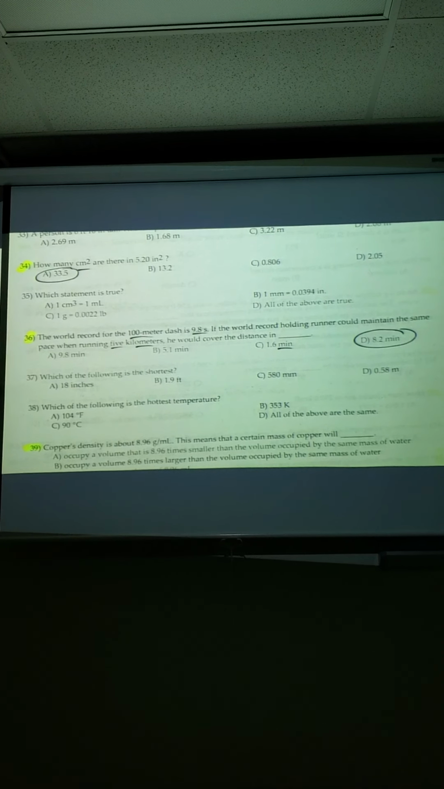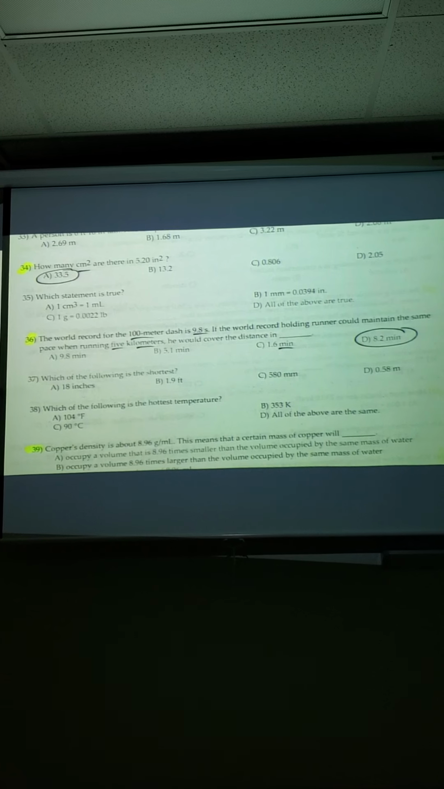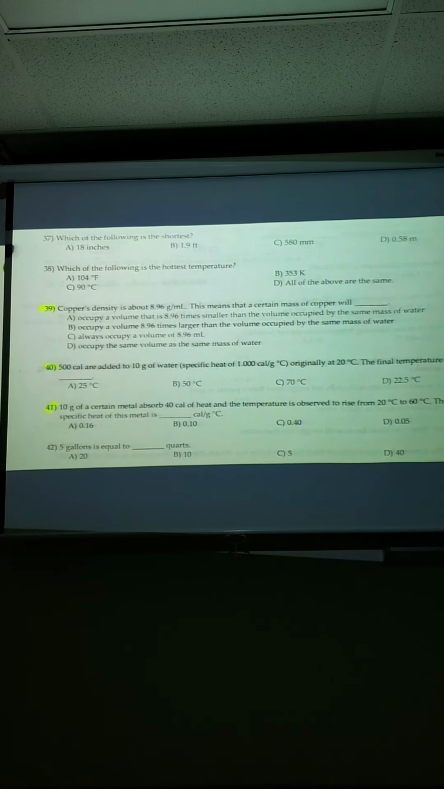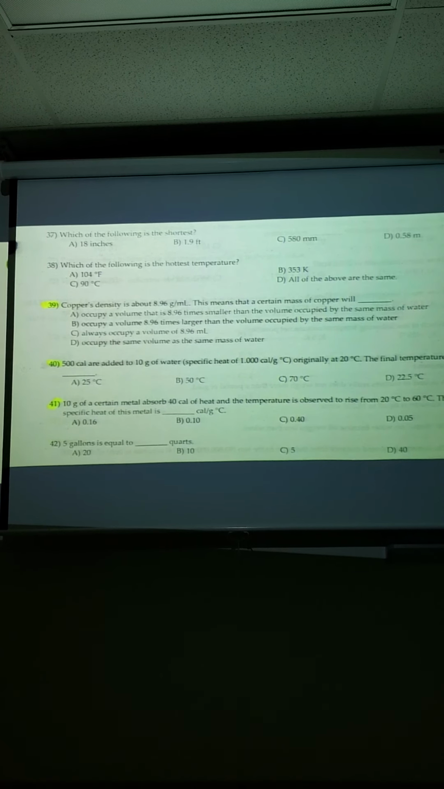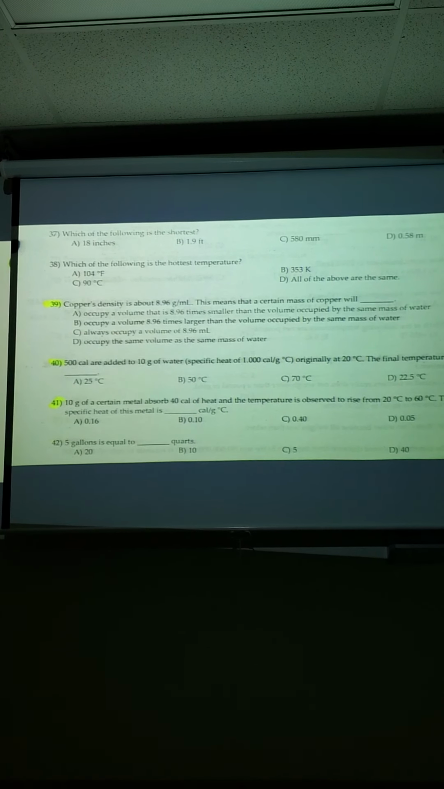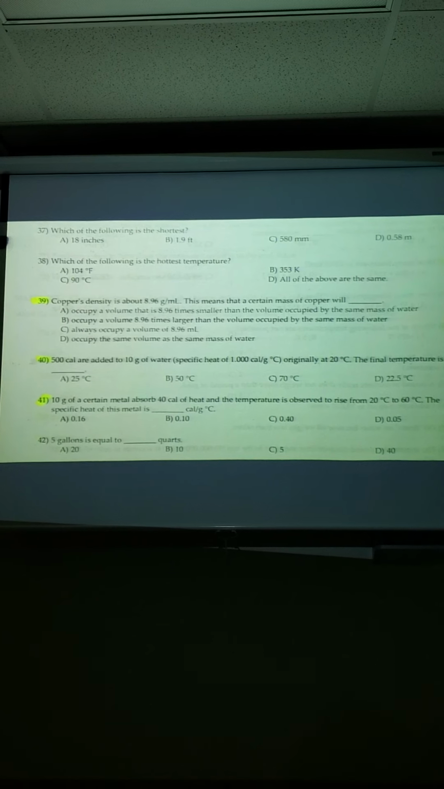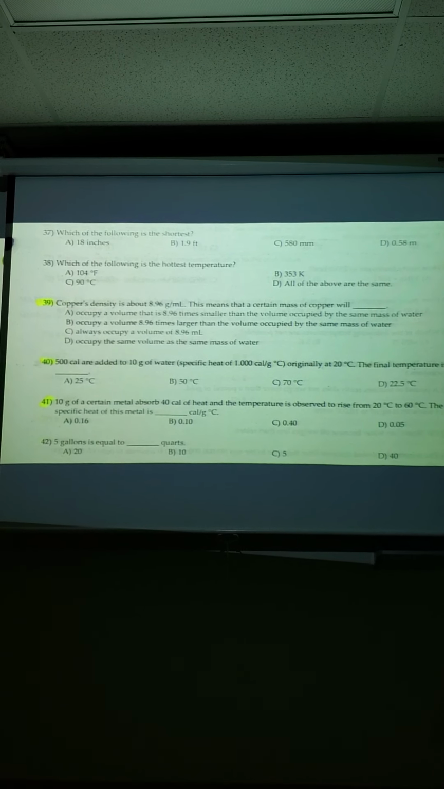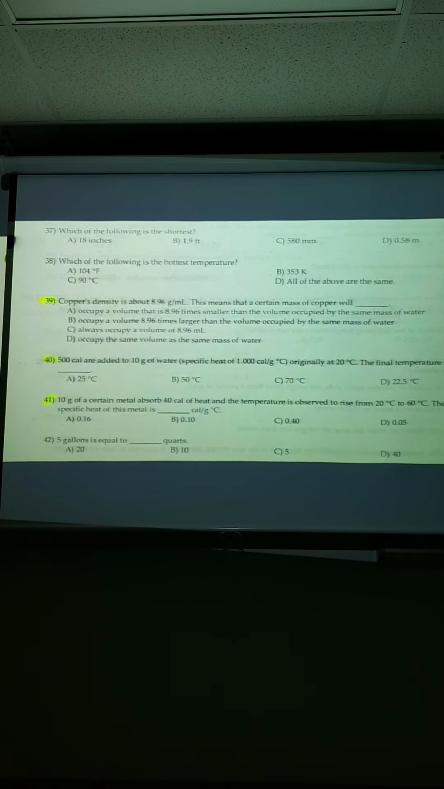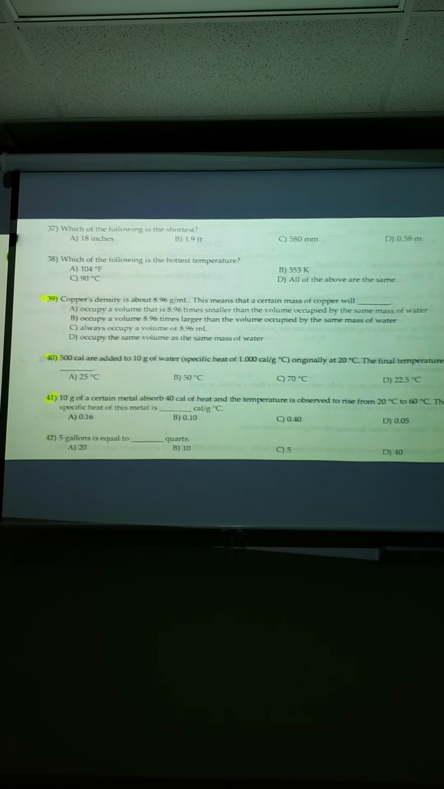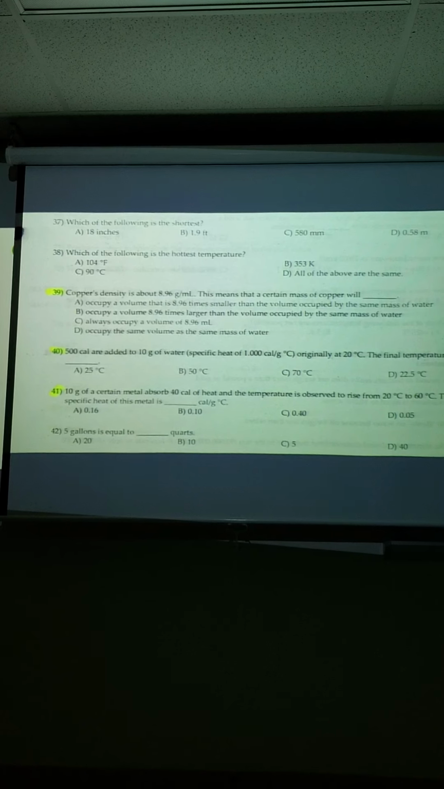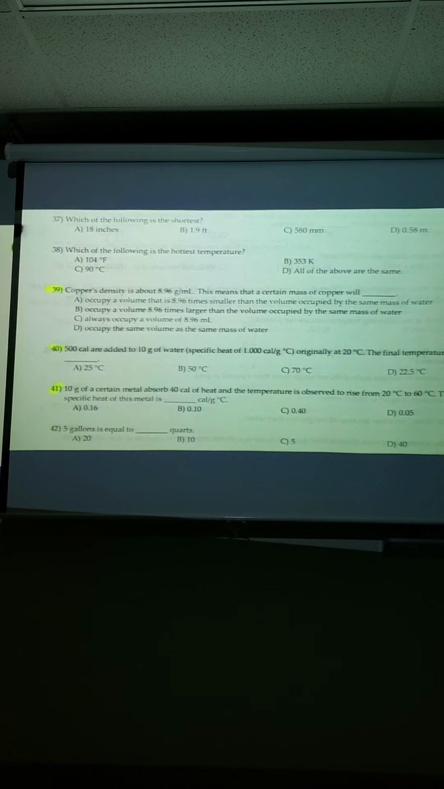Number 39 says copper's density is 8.96 grams per milliliter. What does that mean about copper compared to, in this case, water? Well, water has a density of 1.00. So if water has a density of 1.00, that means copper atoms are 8.96 times more squished together in the same volume. That's what makes them more dense.